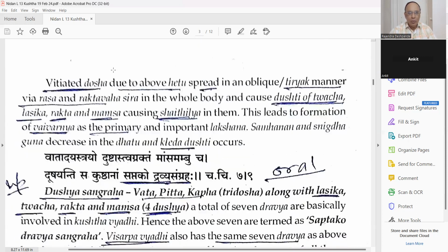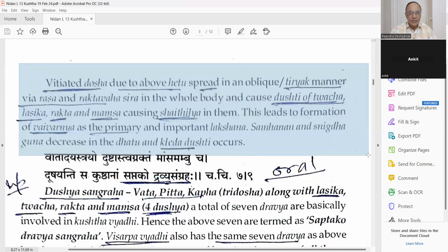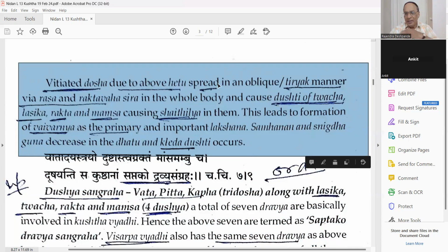So vitiated doshas, due to the different causes, spread in a tiryak manner through the rasa and rakta circulation, causing dushti of tvacha, lasika, rakta and mansa, and shaithilya. This leads to vaivarnya, discoloration, and an important lakshan is that kled dushti is also there. Write down this word, kled.